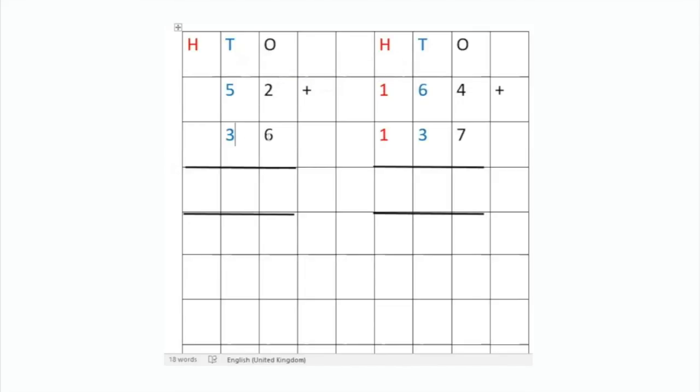As you can see, I've done them in different colours. So I've done the hundreds in red, tens in blue, and the ones in black. So 52, going back to our place value, 52 has 5 tens, but it also has 2 ones. So if it has 5 tens, this is 50. If it's 2 ones, it is just 2. Okay. The number 36.